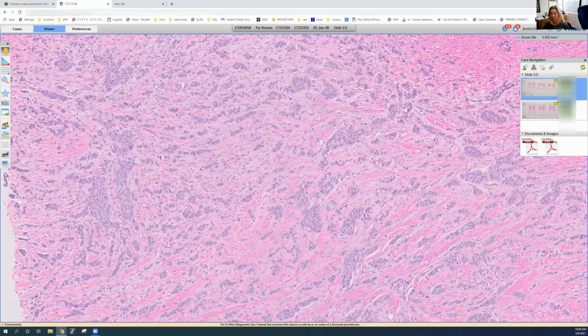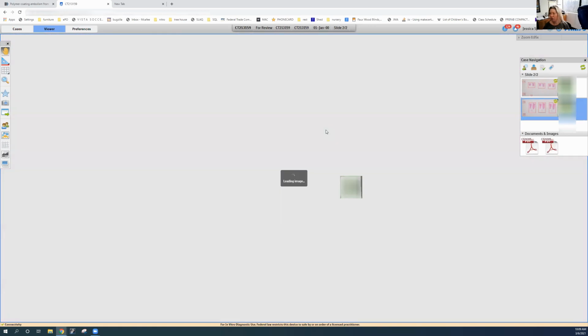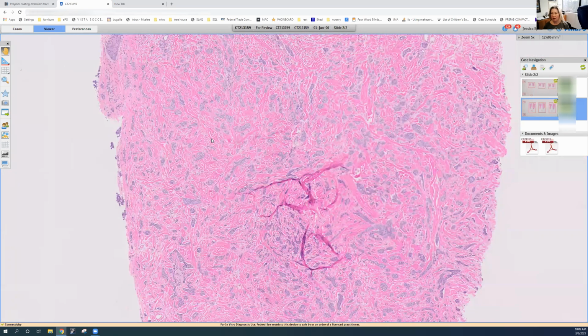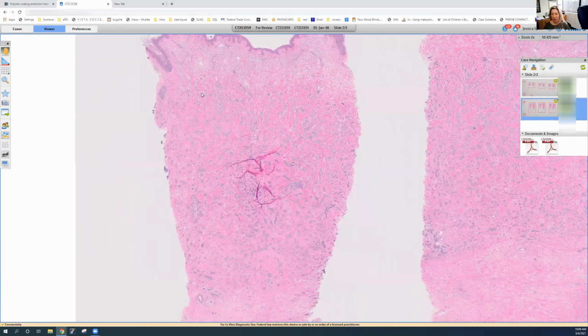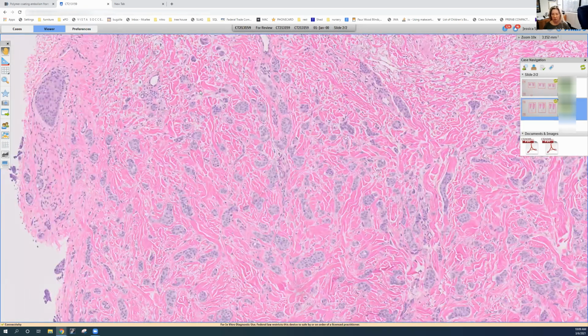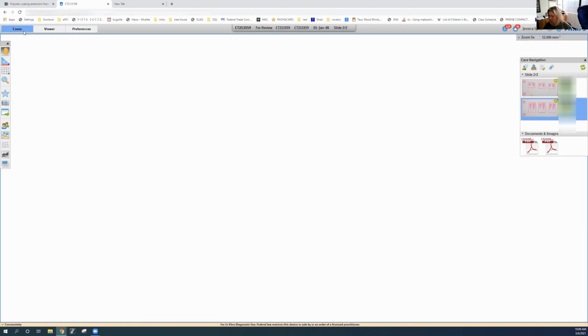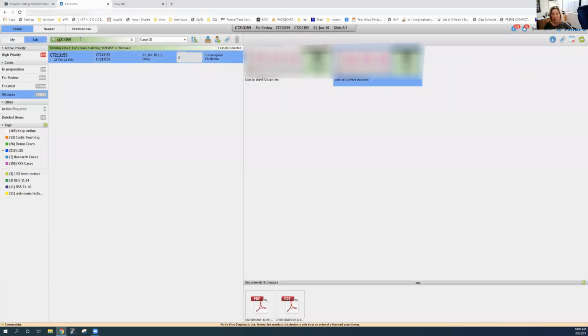So it was very nice. I actually had 2 punch biopsies on the same patient. And I had the nice history that this patient had actually had breast cancer recently. So I felt comfortable calling this metastatic breast cancer to the skin. Okay, next case.